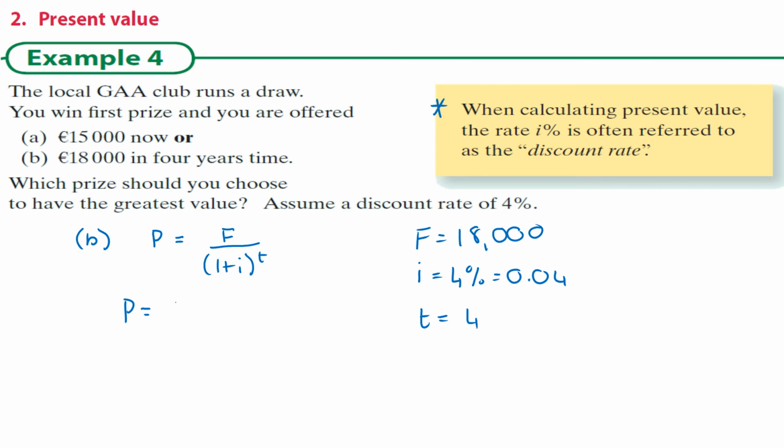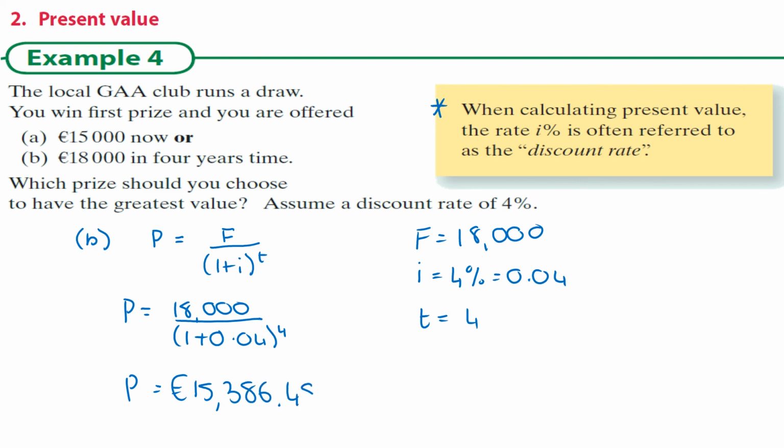So the present value is 18,000 divided by 1 plus 0.04 to the power of 4, and that can go into your calculator. Remember, this is money, 2 decimal places, 15,386.48. So this has a higher value now, it's a higher present value than the 15,000. So which value should you choose to have the greatest amount? And that is B, the 18,000.